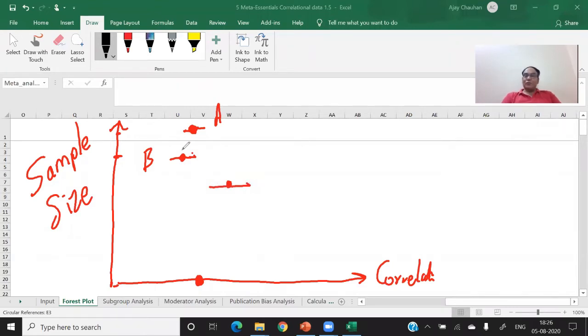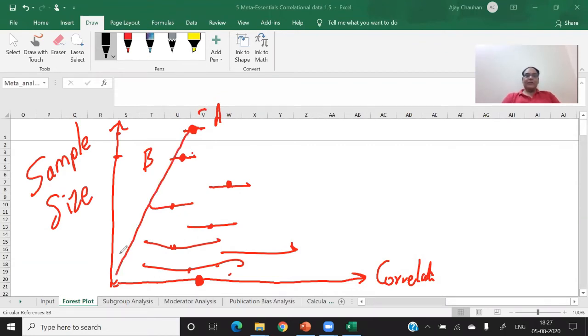As you move downward, the variance increases. Finally, we have the studies like this. I hope you understand the concept. Studies with a high sample size will have low variance, and studies with a low sample size have high variance. If you plot this variance, what you get is called a funnel plot.